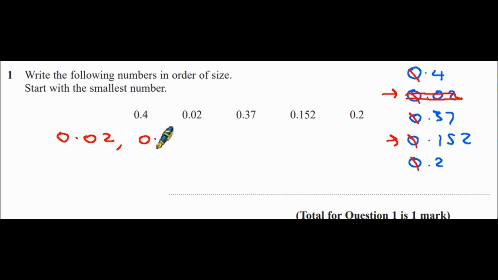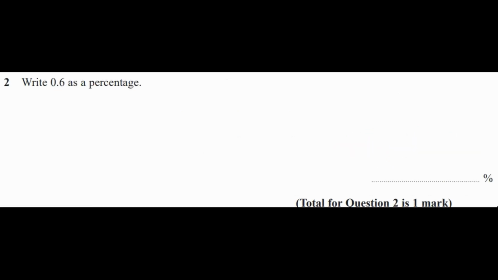So 0.152. That takes care of that one. We have a 2, a 3 and a 4. So they're going to be listed in that order. We have 0.2. Then 0.37. And then 0.4.